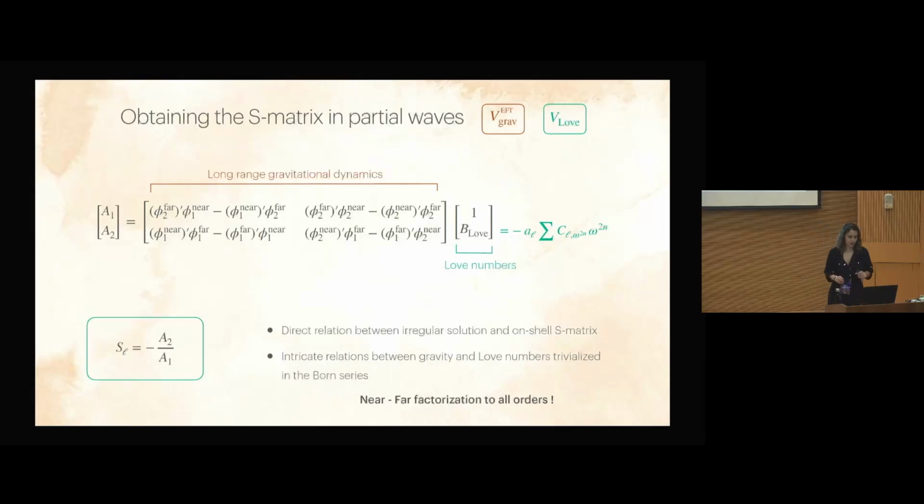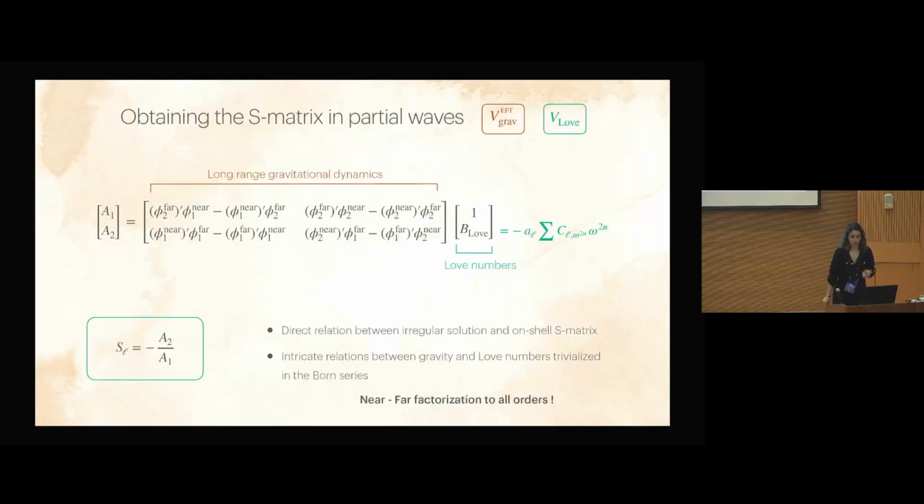Another comment is that if you want to do this calculation in momentum space, there's a lot of complicated combinatorics that comes in, all these graviton exchanges and contributions from the Love numbers. But all this complicated structure is completely trivialized in this form, because it reappears only once you take the ratio of the A1 and A2 and then you expand. This generates this Born series, the geometric series that reproduces all the complicated structure.